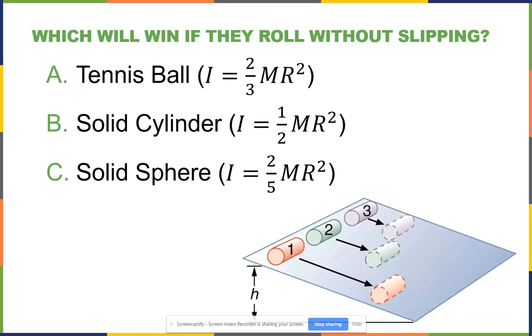The demonstration is I have a solid sphere, a hollow sphere, and a solid cylinder, and you can see up there the moments of inertia. The moment of inertia for the tennis ball is 2/3 mass times radius squared. For the cylinder, 1/2 mass times radius squared. And for this thing, 2/5 mass times radius squared. I'll line these up basically by size, and we're going to race them. Which do you think will win?